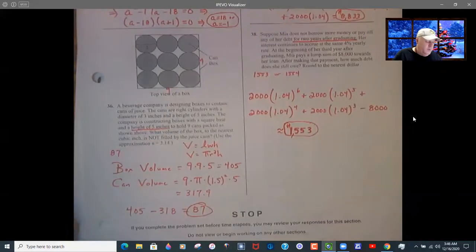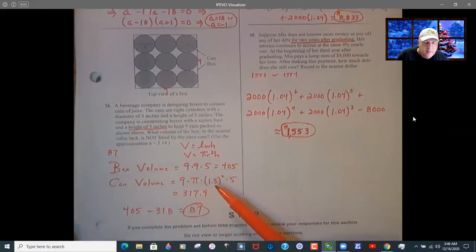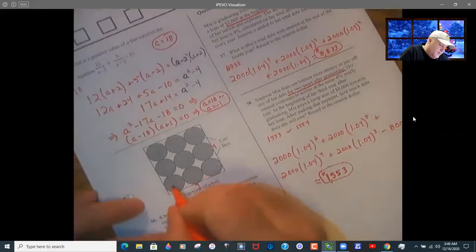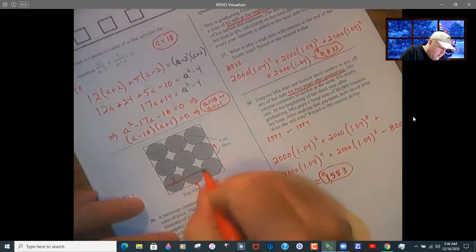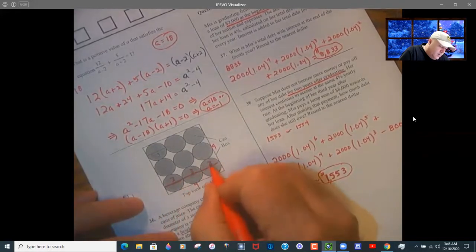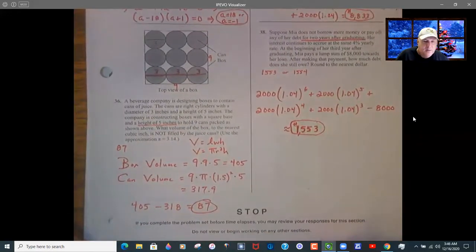And then you have to do some computing. So there are 9 cans times pi times r squared. R is 1.5, not 3. The diameter is 3, so each of these is a 3. Let's put a line all the way through here. Each of those is 3, like you see on the top there. So R is 1.5. Then you take the difference, and it is 87.